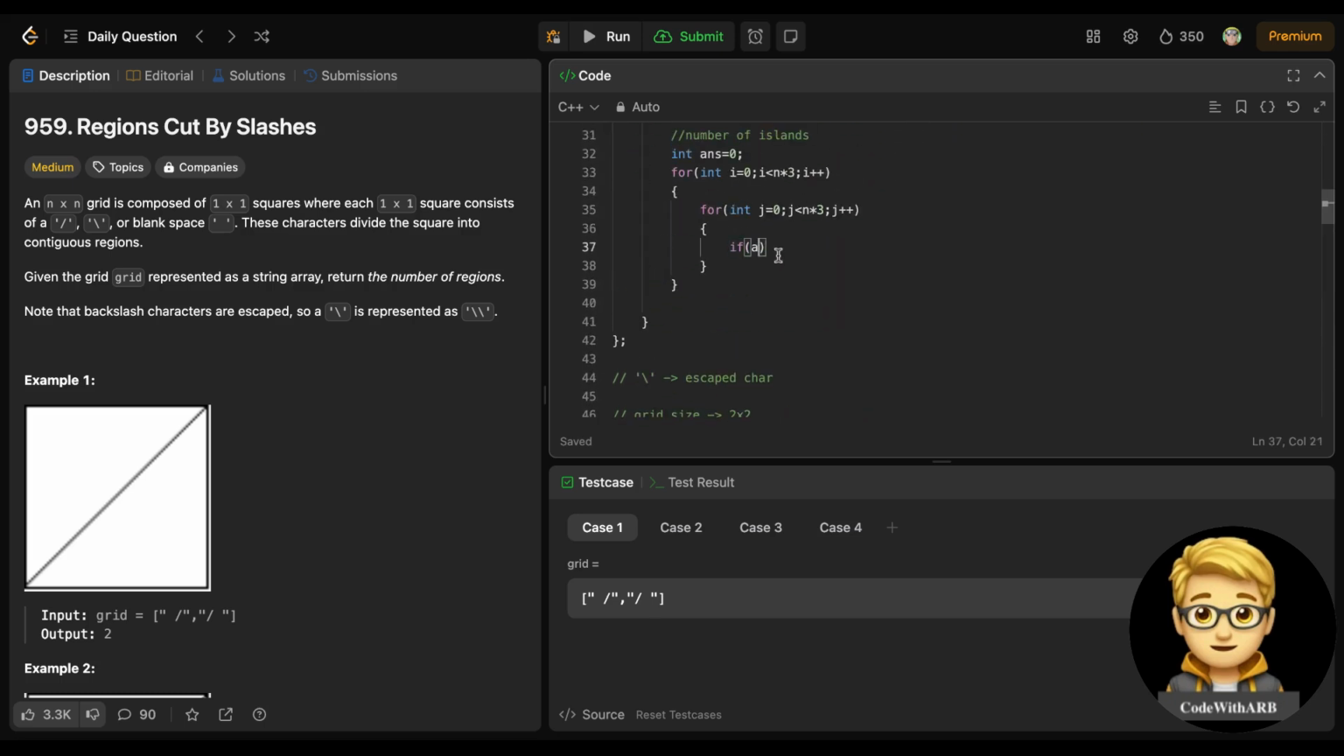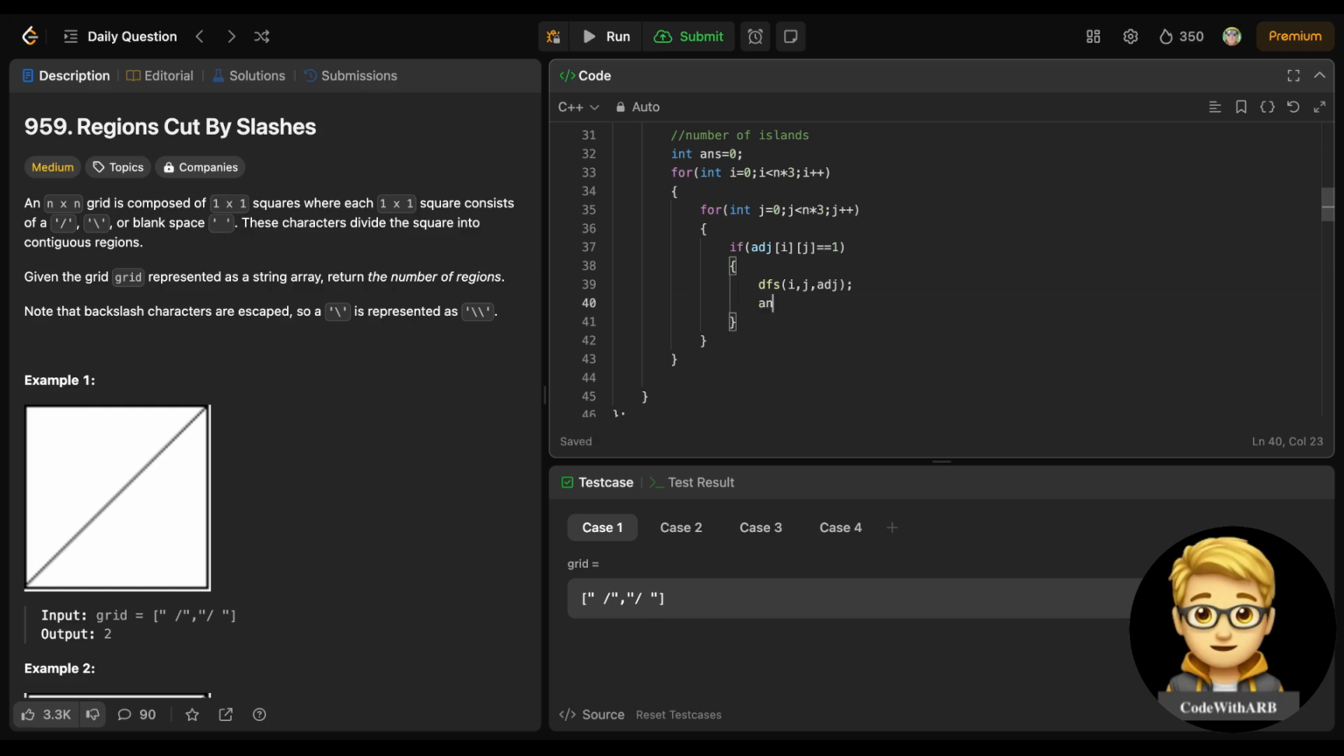If we have a one at a point, we will start iterating from this starting point and move in all four directions as long as we are getting land, and we will mark it as visited.